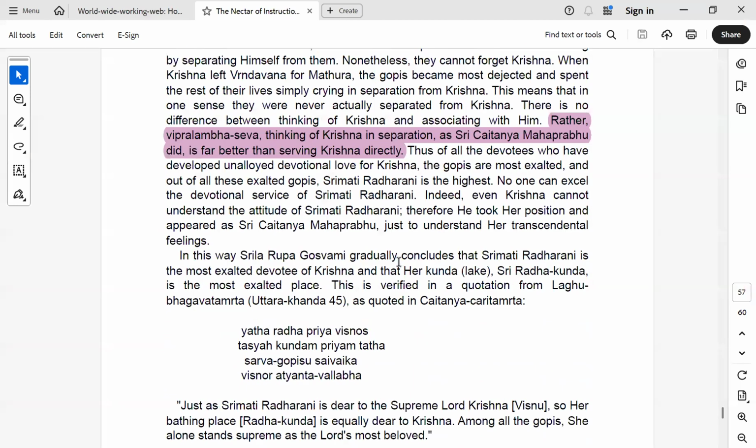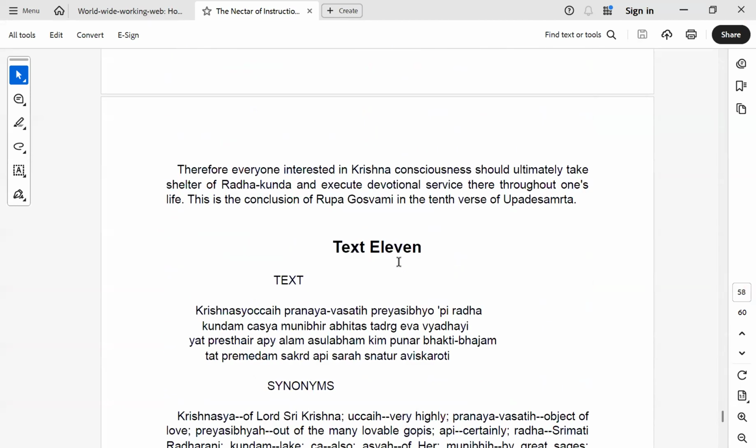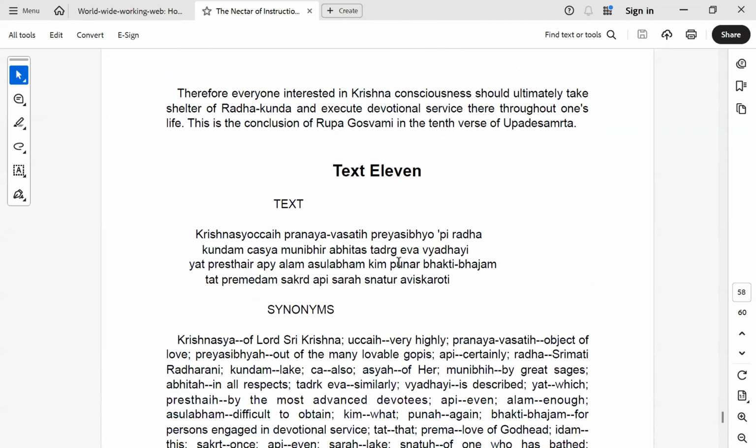Okay, so that's Vipralamba saying this. Okay, so 11th verse, how much time do we have? We have another 15 minutes. Let's see if I can finish this, otherwise we can continue it next week.